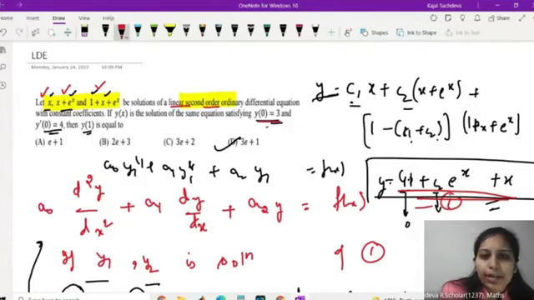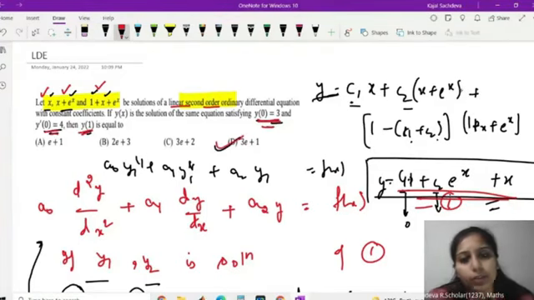Now you can find the values of the constants using y of 0 is equal to 3 and y dash 0 is equal to 4. You will get the complete y. And after that put y1, we will get the required solution.